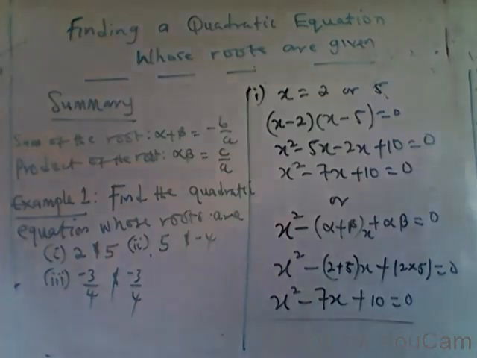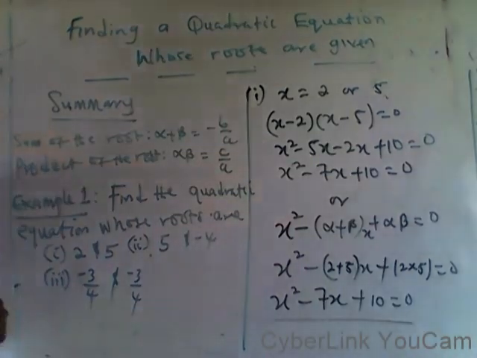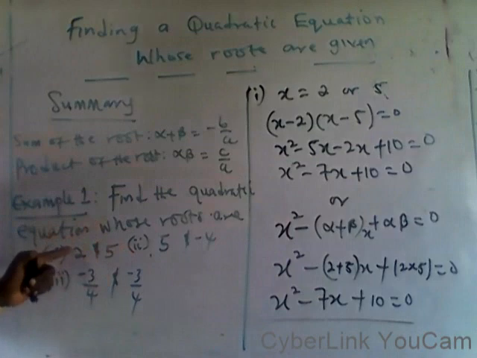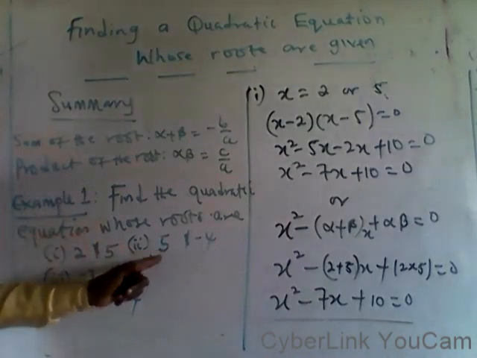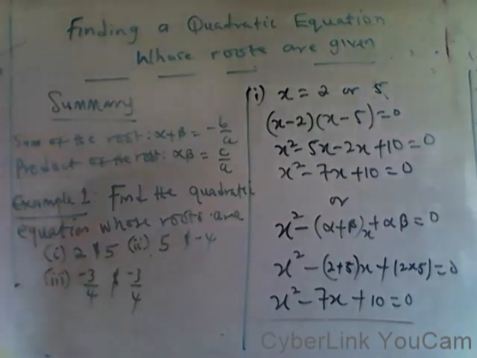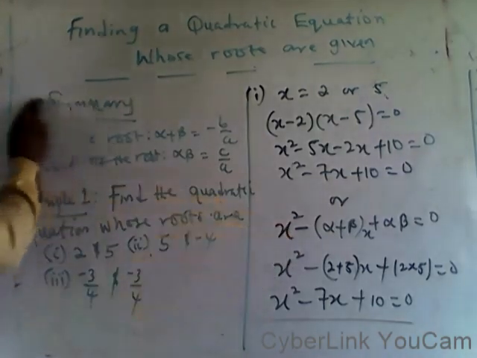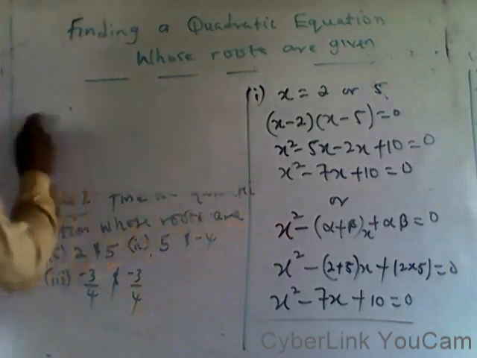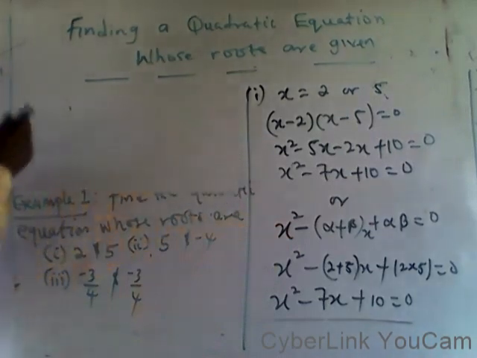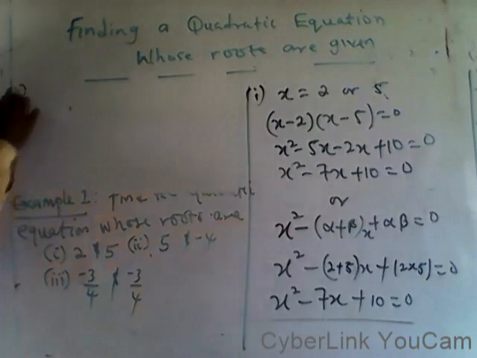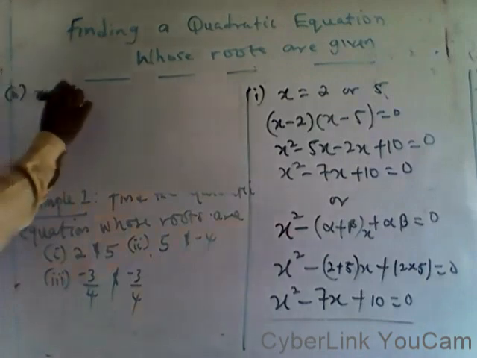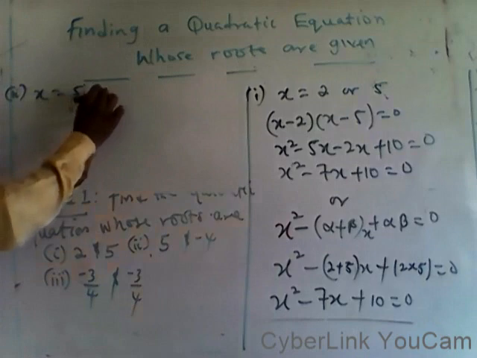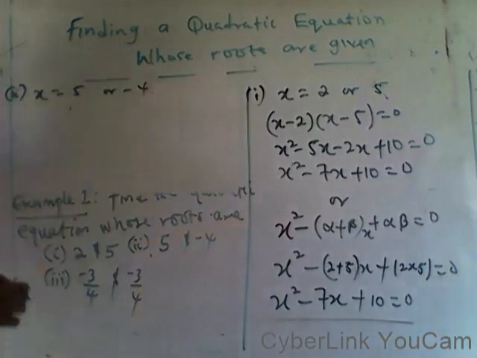Now, we quickly go to the second one. For the second question, you are to find the equation whose roots are 5 and minus 4. So let's use this method to get an equation from that. So what do you have? In the second one, you have your x to be 5 or minus 4. So what is the equation?